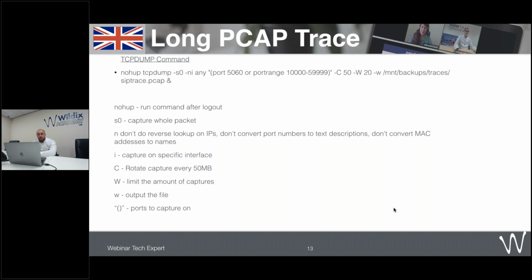The uppercase W limits the amount of captures to 20 or whatever you want in there. Usually we do 20, but if it's a busy PBX, for instance, we may have to bring that count up so we can capture more files. And then lowercase w is the output, so where we're going to want to put that on the PBX.